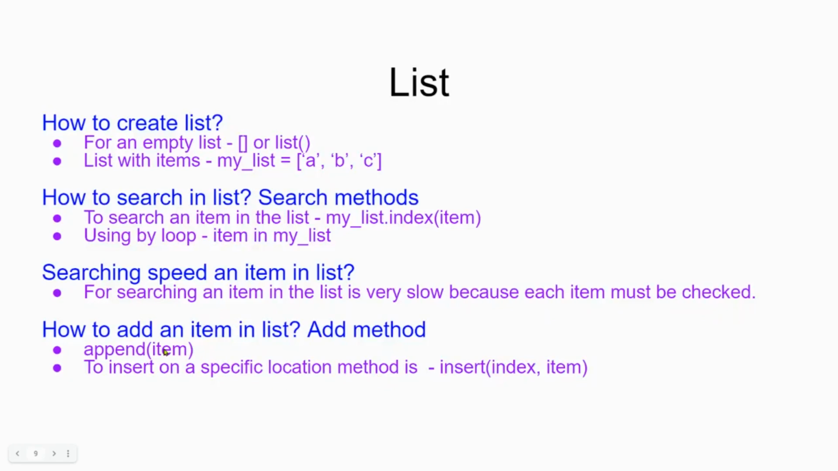The frequently used methods are, first, how to add an item in the list. You can just append the name of the item. And if you want a specific location, either in the middle, in the front or back, you can do it with the insert method: insert the index number, either first or beginning, in the middle or end, and then the name of the item. This is how you can add.